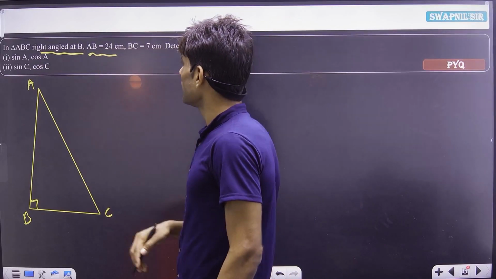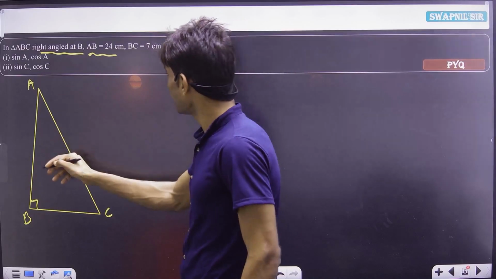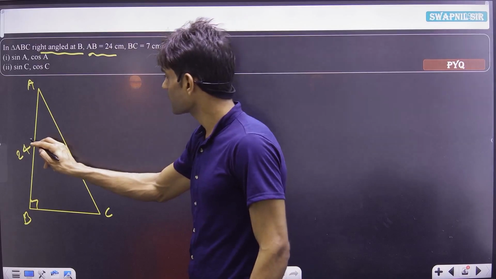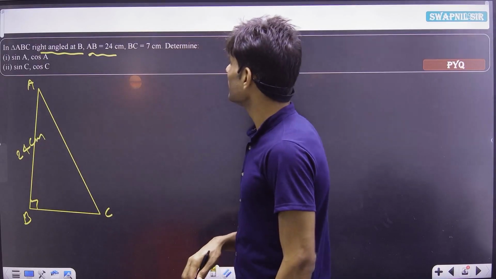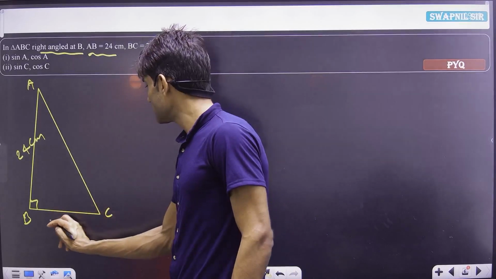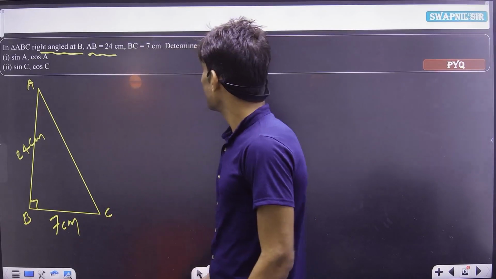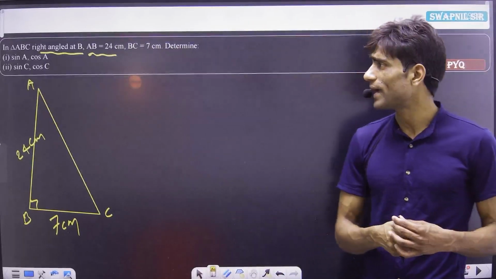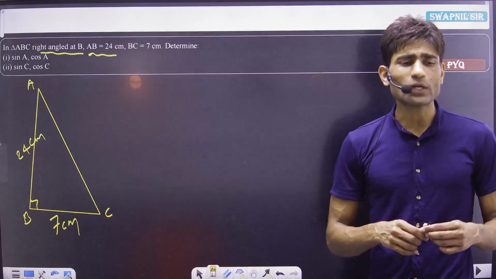The length of side AB is given here as 24 centimeter. The length of side BC is given as 7 centimeter. And we have to find out the value of sine of angle A, cos of angle A, sine of angle C and cos of angle C.